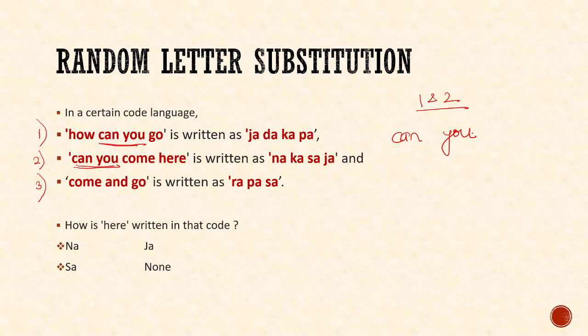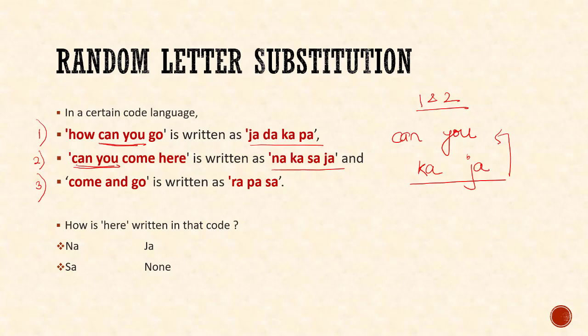That means the codes for the words can you should be present in this code also and this code also. So we see ka is common, ka ka, and ja ja is also common. So what we can conclude from here is that the code for these two words can you would be ka and ja. We cannot specify which one goes for can, which one goes for you, but for sure the combination of ka and ja represents can you.